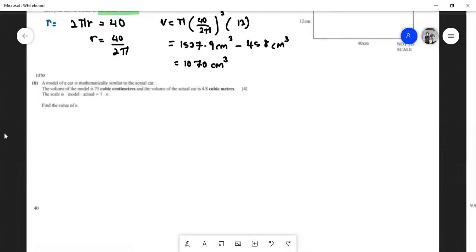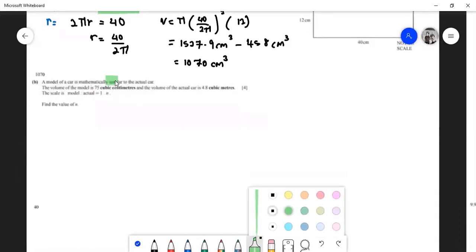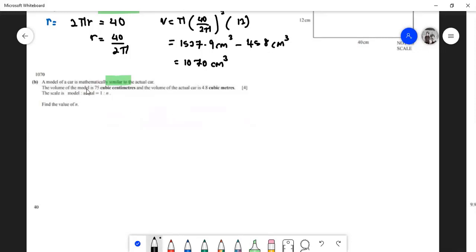Now for the next question, let's see. Okay, this one we can use the method that I told you, because they already give you the keyword that is mathematically similar to the actual one. So since they mentioned that, I think it's wise to do it. They say the volume of the model is 75 cubic centimeter, so 75 cm cube, and they say the volume of the actual car is 4.8. Okay, whatever. So I'm just going to write here.